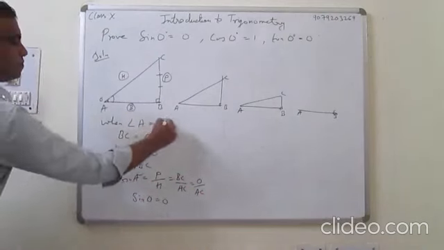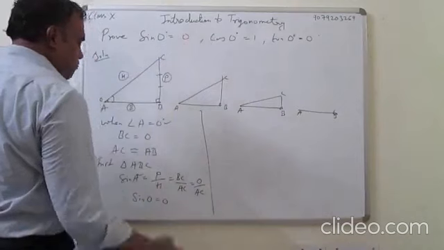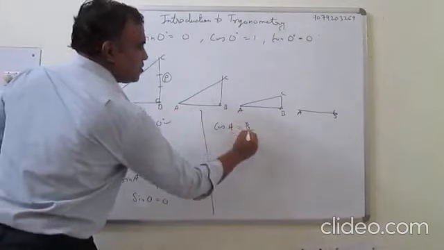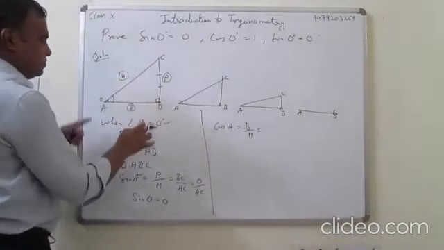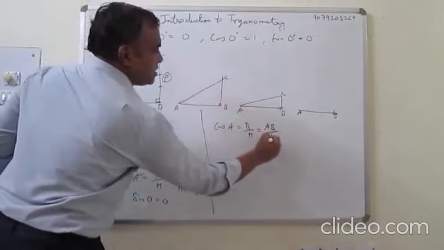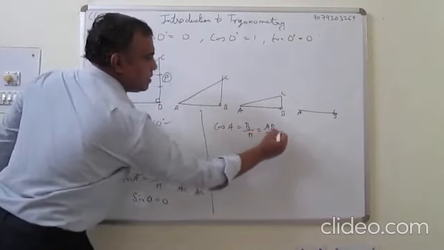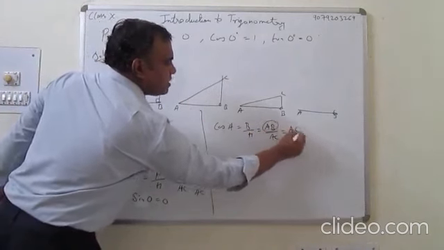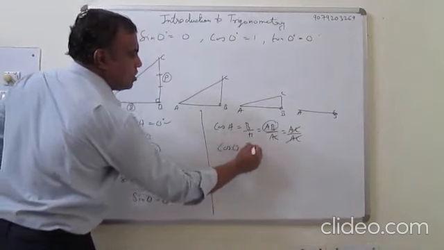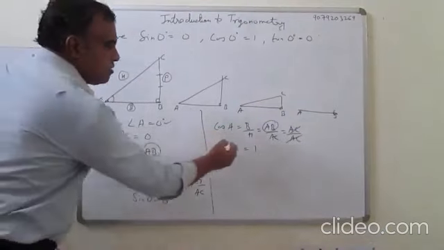Now I will calculate cos 0. For cos 0, I will take cos A is equal to base upon hypotenuse. First write the formula. What is base? See here. AB is base and hypotenuse is AC. Now we see what is the value of AB. AB is AC. Put it here. AB is AC upon AC. This will cut. So cos 0 is equal to 1. If A is 0, then cos 0 is 1.